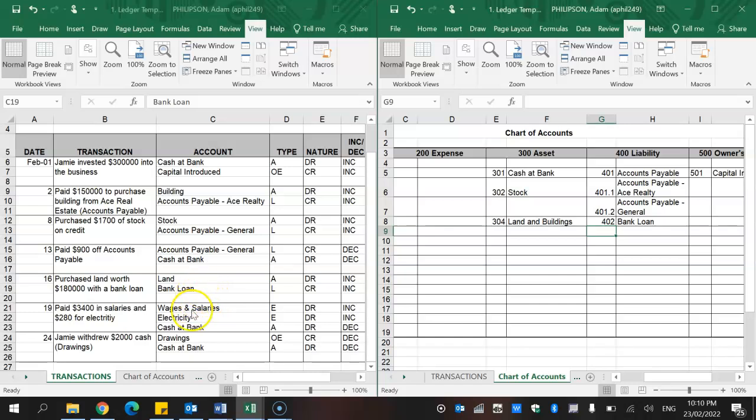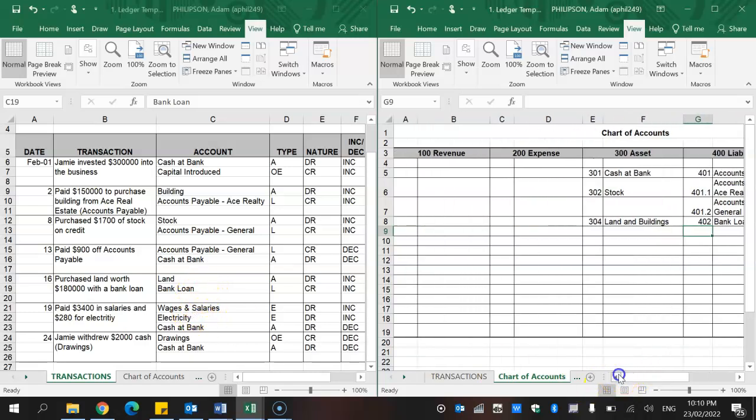And now we're getting down into some expenses. So we've only got two in this example here. This one's quite easy. So we've got wages and salaries and electricity. Because we've only got the two, I'm just going to go righto 201, because we're going to be in alphabetical order. 201 electricity, 202 wages and salaries. Okay, so that's those two done.